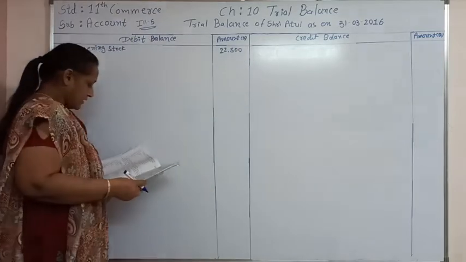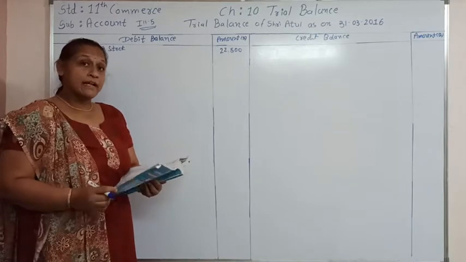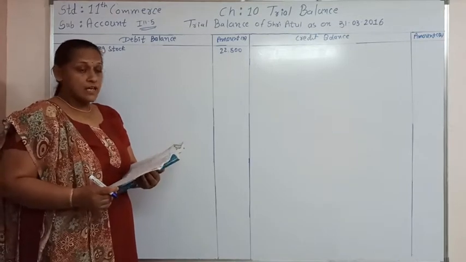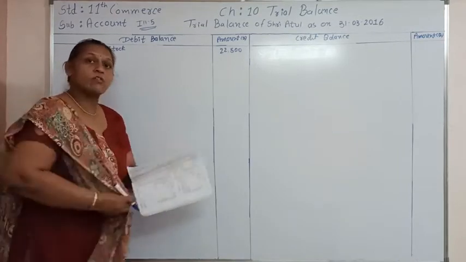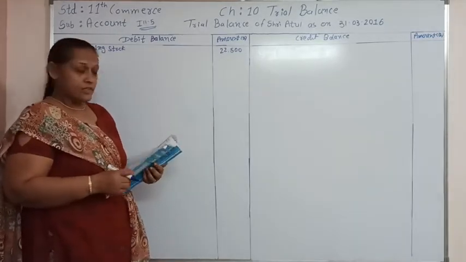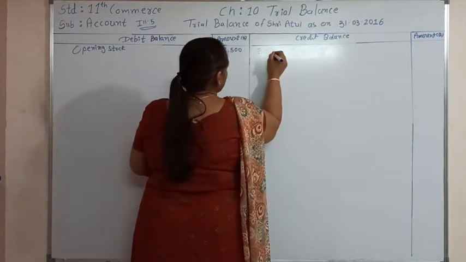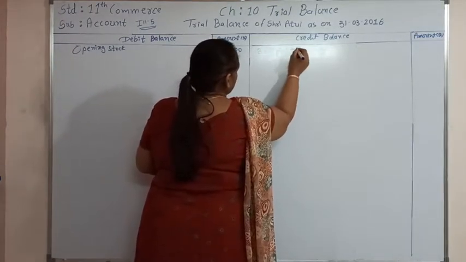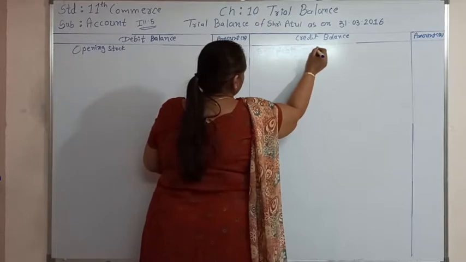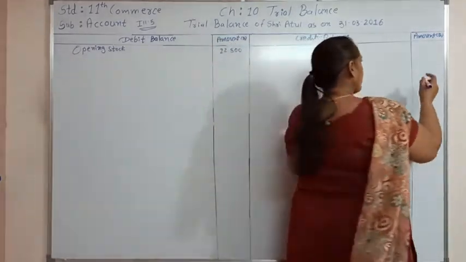After that, the another account is bad debt reserve. Bad debt reserve is a reserve, and as we know, all reserves have a credit balance. So we will write it on the credit side, although it is written on the debit side in the sum. So we will write bad debt reserve on the credit side. Bad debt reserve is of rupees 2,400.